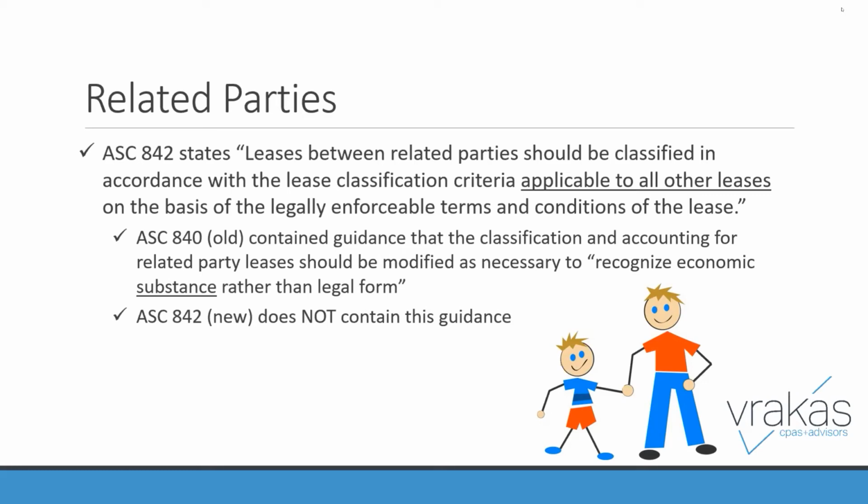The new standard does not contain that language whatsoever. It has about one paragraph dedicated to related party leases, and it says that related party leases should be classified in accordance with the lease classification applicable to all other leases. So essentially you're not going to have, well, this is a related party, so we should consider these renewal options and we should consider the terms separately since it's related party. You're going to consider those terms exactly the same as you would on a third party lease. So that's a very significant change.